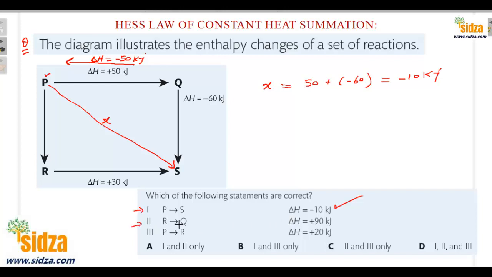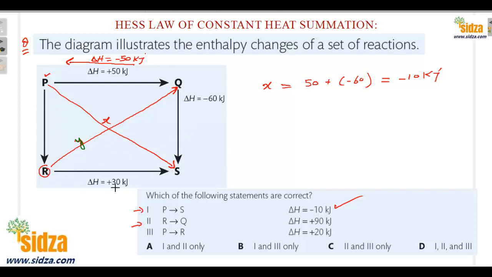Now, the second one is R to Q. When R changes to Q, let's suppose this is Y. This is very simple. If Y kilojoules of heat changes when R goes to Q, you can either go from R to P and then P to Q, or you can go from this route. You can make the calculation from this side or from this side. Both ways it's correct.